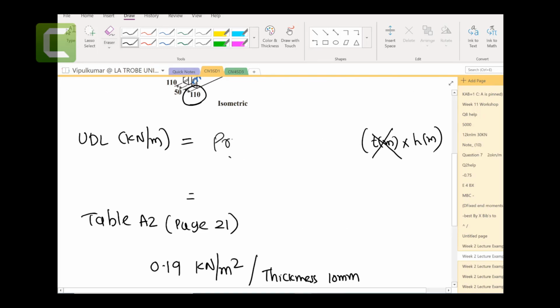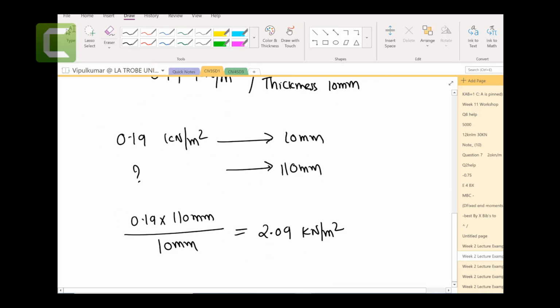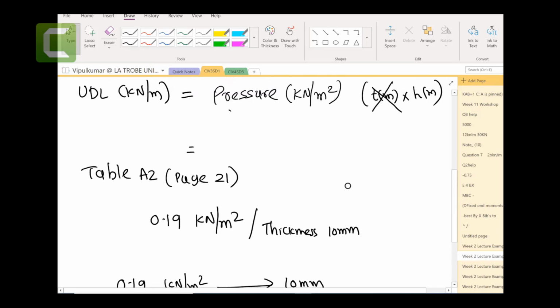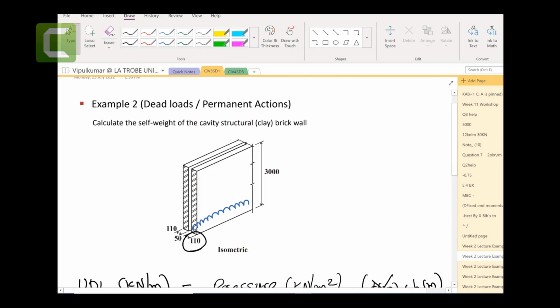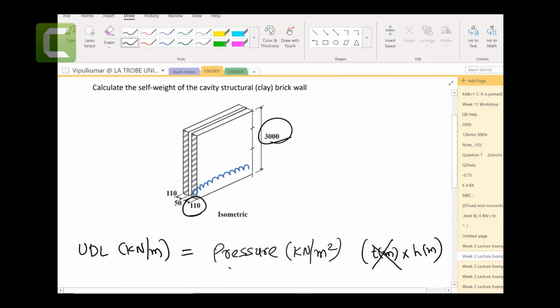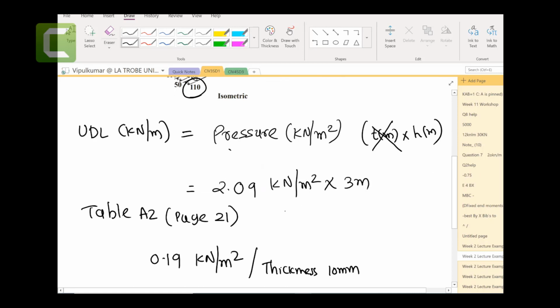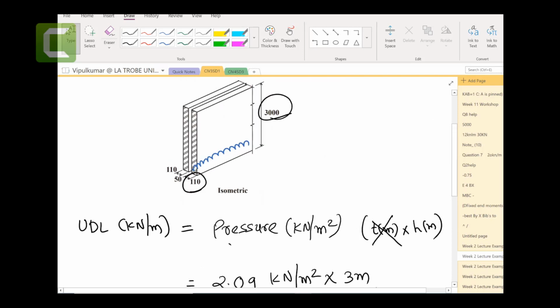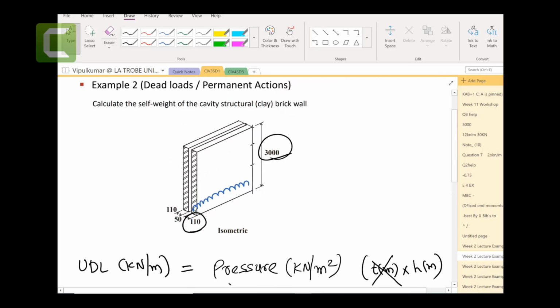So that is given as pressure, kilonewton per meter square. So that would be 2.09 kilonewton per meter square times the height. Height is 3 meters given here. So that gives me 6.27 kilonewton per meter. Now one wall applies 6.27, but we have two walls.